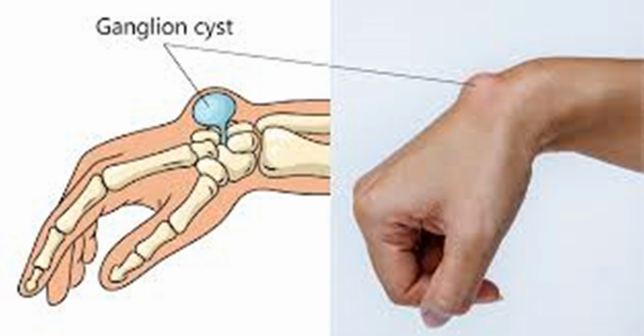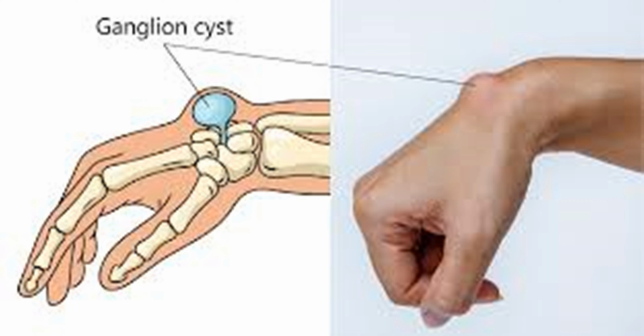Imaging tests. X-rays to rule out other conditions such as arthritis or bone tumors. Ultrasound can determine whether the lump is solid or fluid-filled. MRI, used in rare cases to provide detailed images of the joint and cyst. Aspiration: the doctor may insert a needle into the cyst to remove some of the fluid for further analysis or to reduce its size.